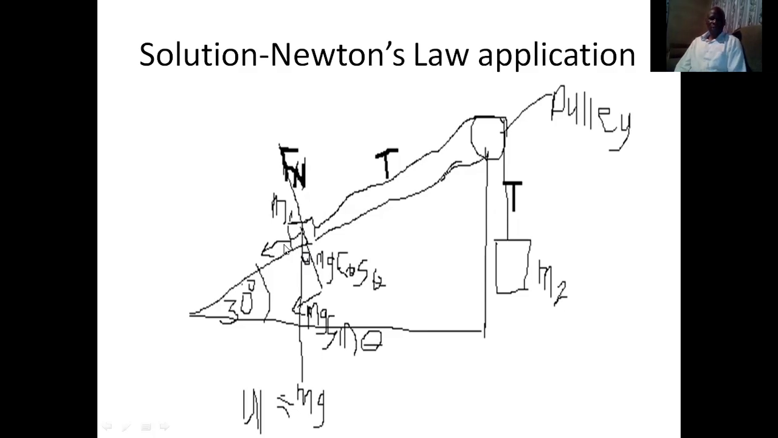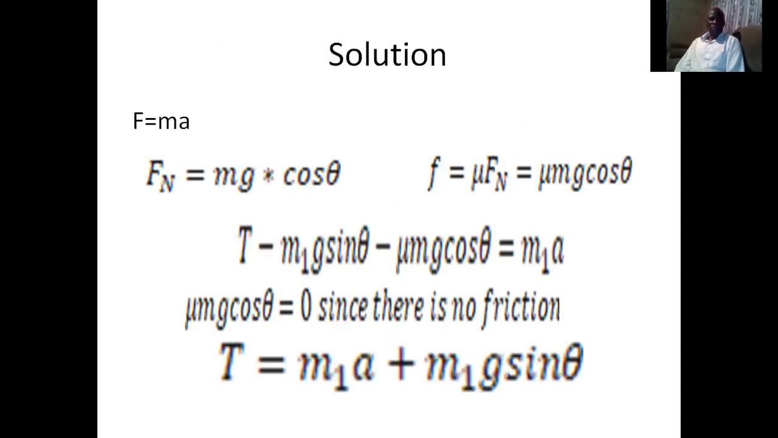So it means that now we have resolved this in two components. And so this one will have no angle at all. So here now, this object is moving up, and then here, it's moving down. As we know, the basic principle here is from Newton's second law, that force is equal to mass times acceleration.